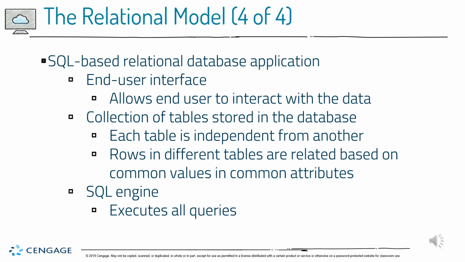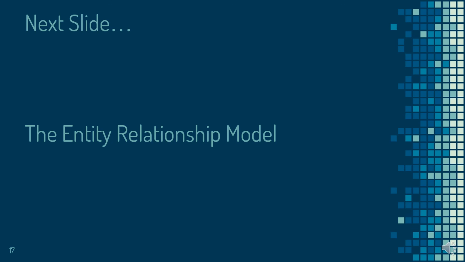From an end-user perspective, any SQL-based relational database application involves three parts: a user interface, a set of tables stored in the database, and the SQL engine. The next slide on this topic 3, data models, is about the entity relationship model.